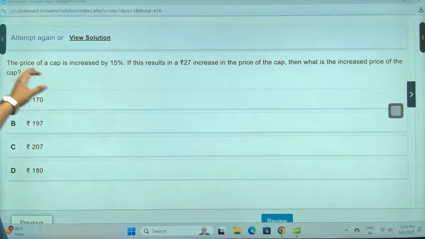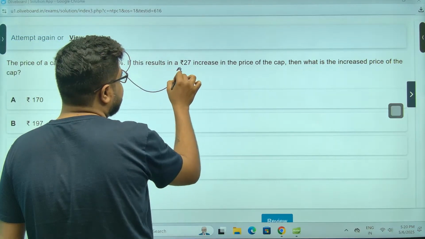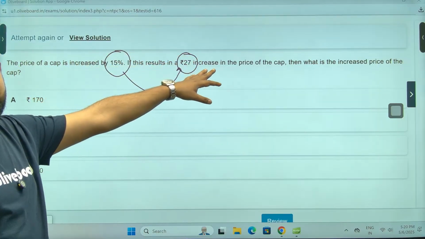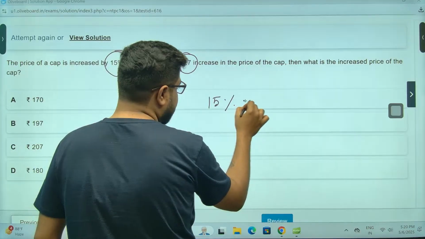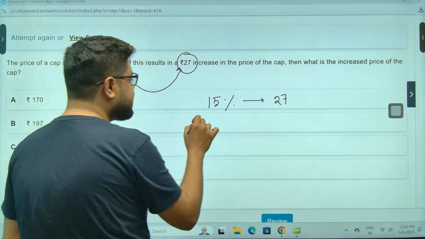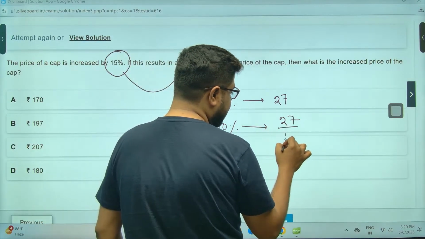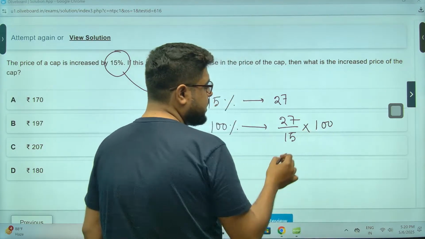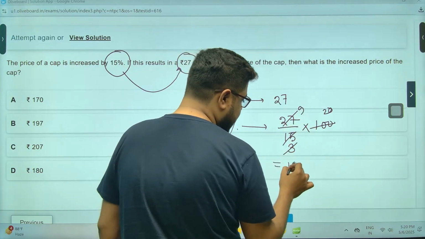Okay. Now, price of a cap increased by 15%. That results in 27 rupee increase. Sir, 15% increment is 27 in terms of money. That means 15% is equivalent to 27. Now, what is the price then? Sir, 100% will be what? 27 by 15 into 100. 5 3s are this, 5 20s are this, 3 9s are this. So this is 180 rupees.